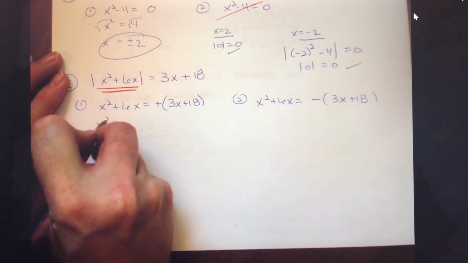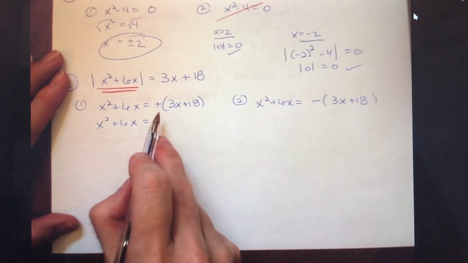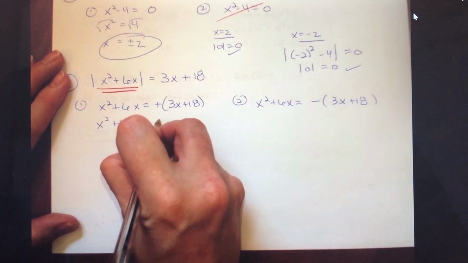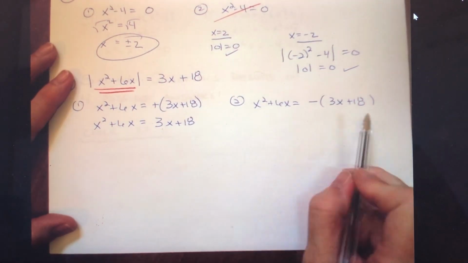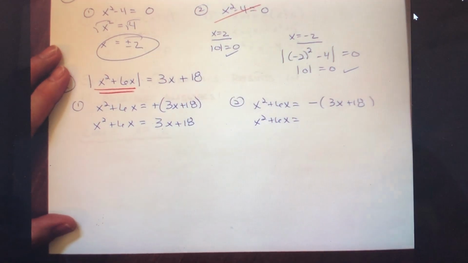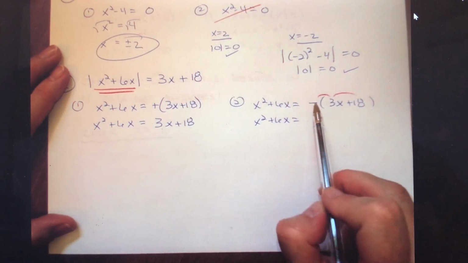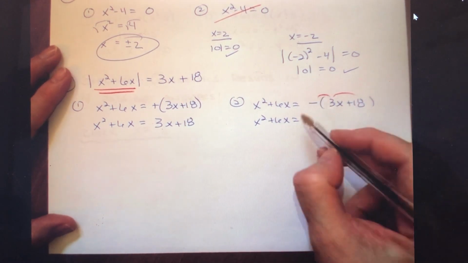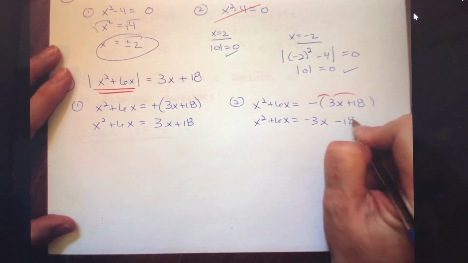So this first one actually is x squared. Let me just write these out a little cleaner. x squared plus 6x. The positive version of that is obviously just 3x plus 18. And this one, we have x squared plus 6x equals. If I distribute and push this negative sign through, think about it as distributing a negative 1 through, I actually get negative 3x and then minus 18.